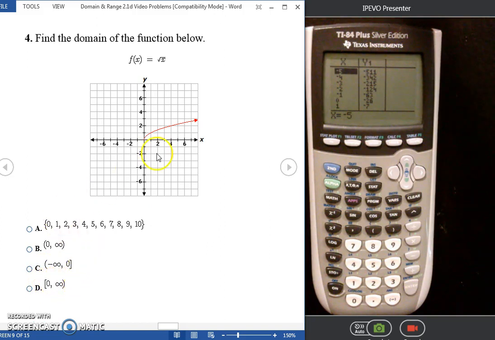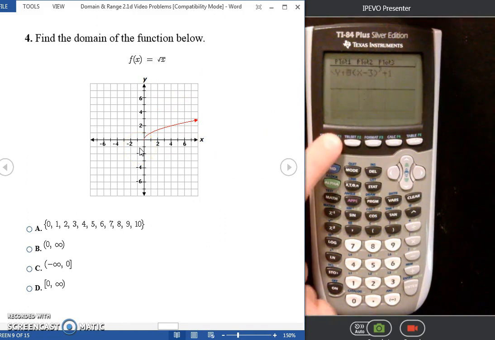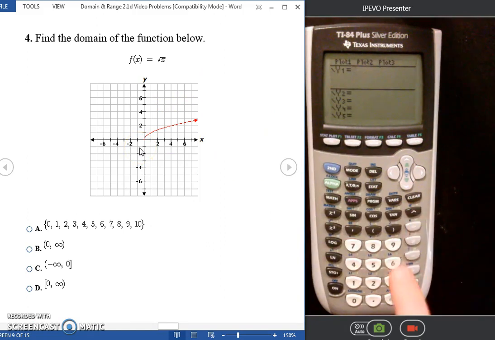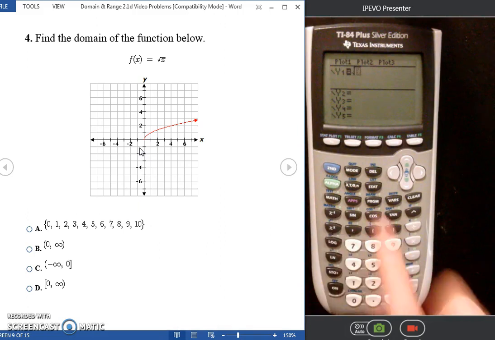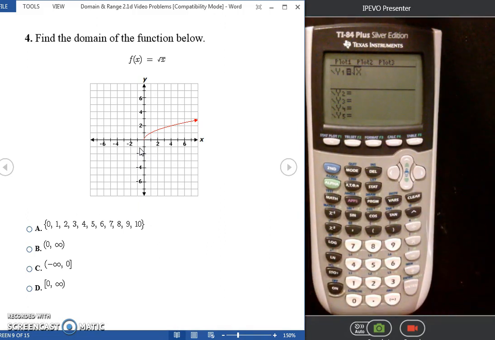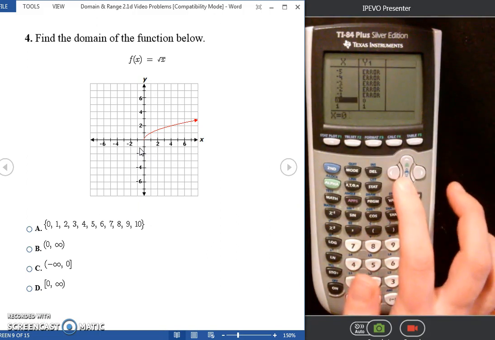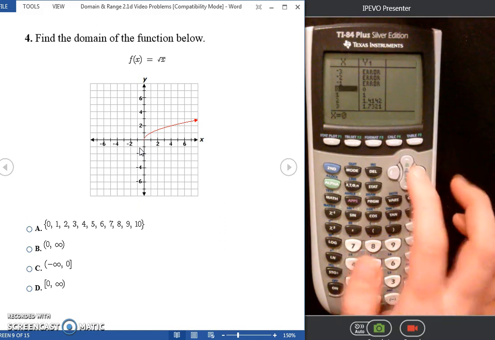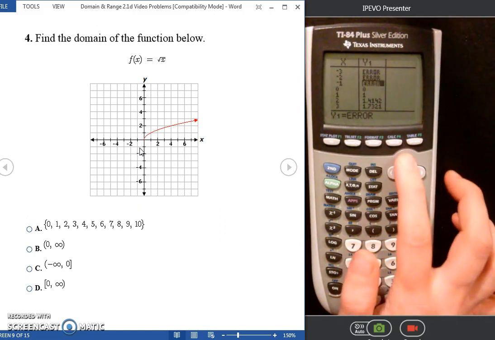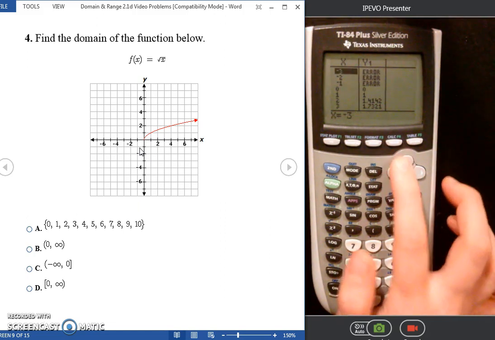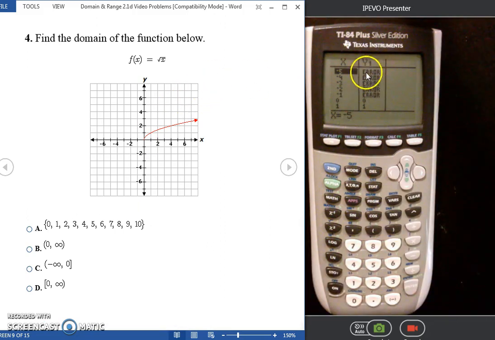So most of these have 0 in them, so that means when I go to look at my table over here, I'm going to look around 0 first. So my first step is to go to y equals and clear out y1 and put second square root x into the y1 equals, so that I'm looking at the table for that graph. And if I look at 0, I have a value, but all numbers less than 0 in the domain get an error for the y value.